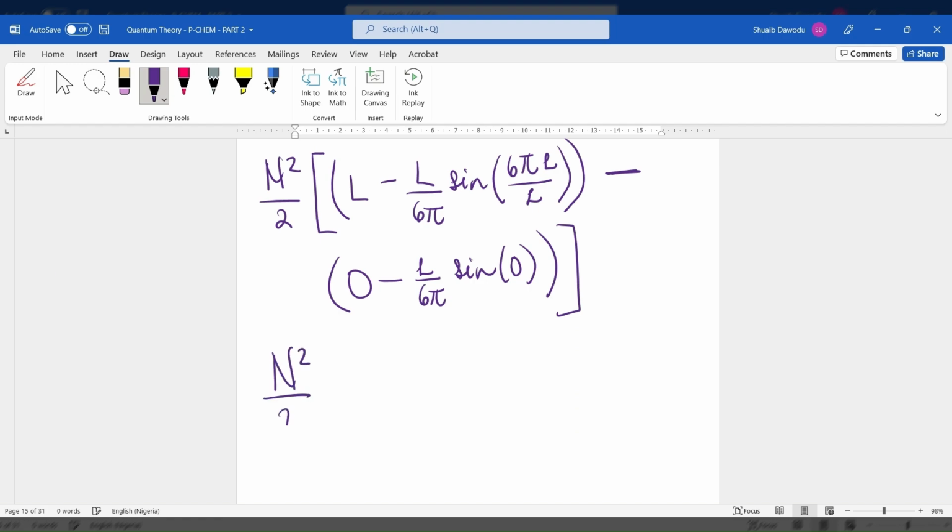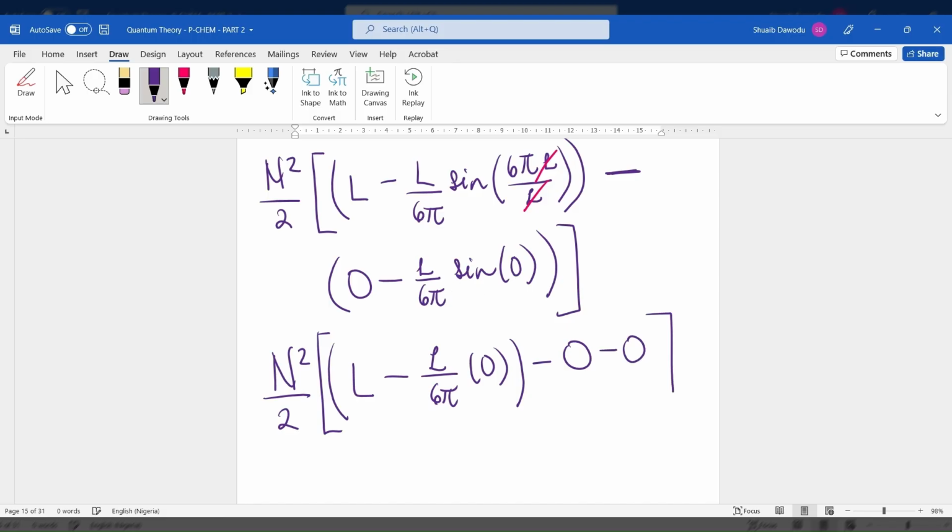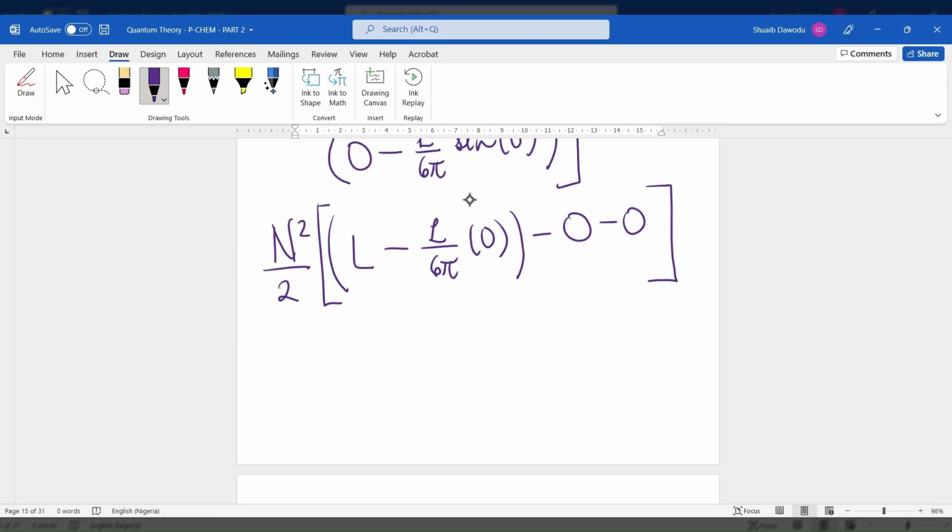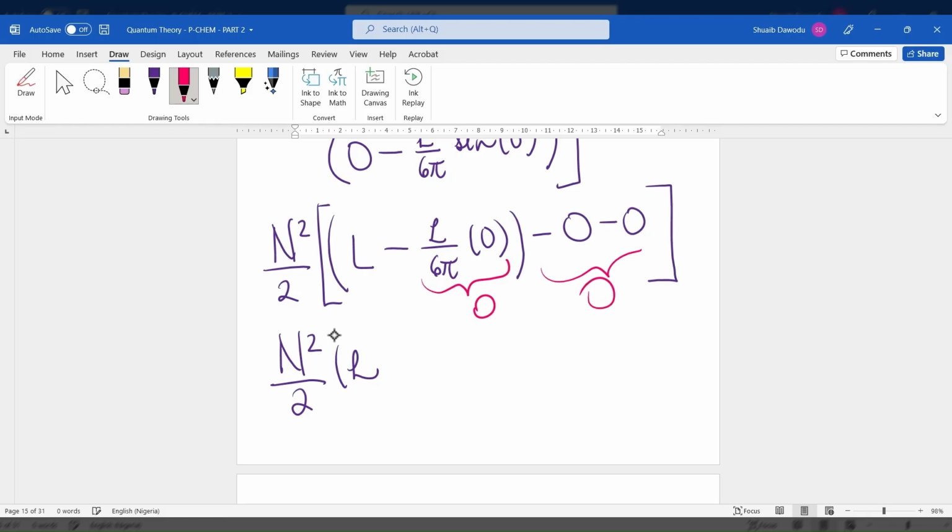So that would be n squared over 2 times L over 6 pi. Now you see 6 pi L divided by L, cancel out the L. Sine of 6 pi is just simply 0, minus 0, minus sine of 0 is just another 0. So yeah, so many zeros. So we now see that n squared over 2 multiplied by L, 0 here, just multiply by 0, will give you 0. And of course, all of this is 0. So we can just say n squared over 2 L.